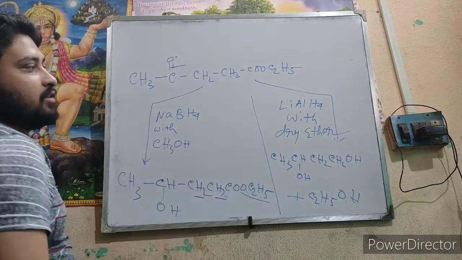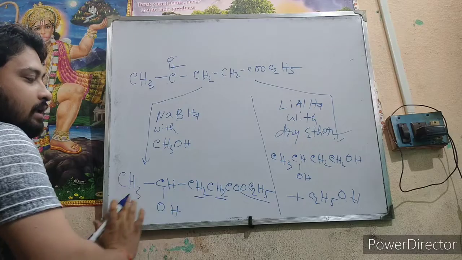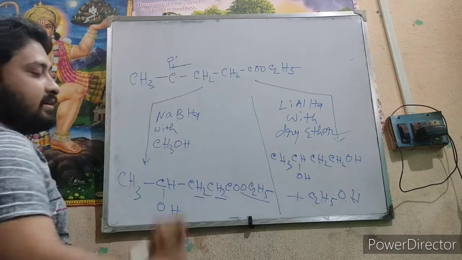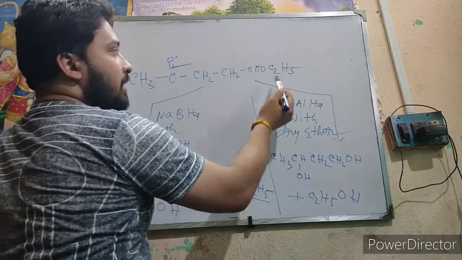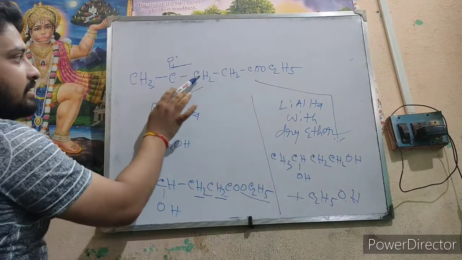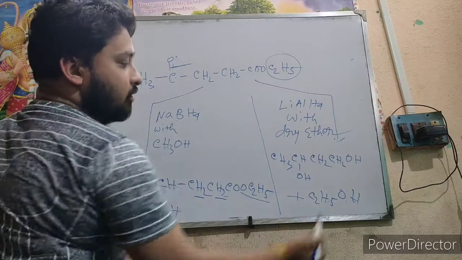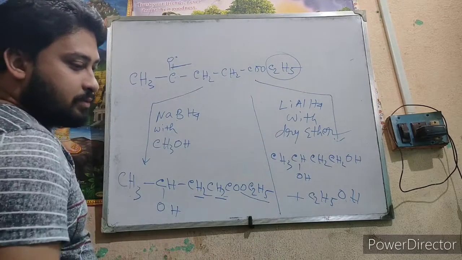This is the basic difference. If you add sodium borohydride with methanol, you get this product. It can break only this bond, and H is added here, H is added here. But if you use lithium aluminium hydride, the product is CH3, CHOH, CH2, CH2, OH, and it also forms an alcohol, ethanol. So this is the basic difference.